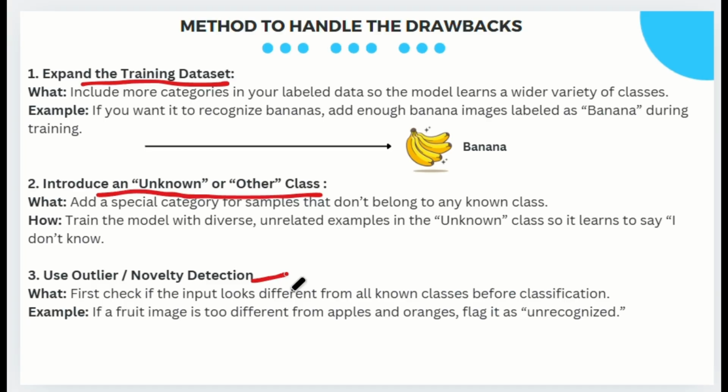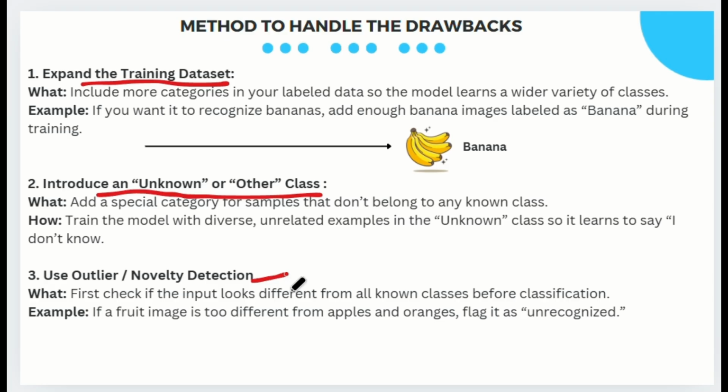Example, assume your model is trained on apple and orange. Now, the input is dragon fruit. Without outlier detection, the model is forced to say apple or orange. That is a totally wrong decision. With outlier detection, the model says this fruit is too different. That means unrecognized.